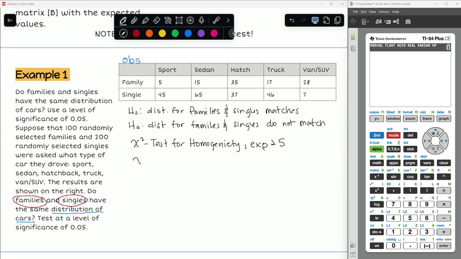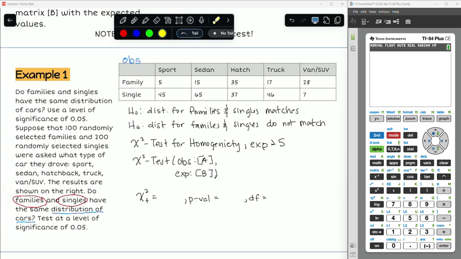I know for the calculator math, I'm going to run chi-squared test on my calculator. It's going to ask me for the matrix where I put my observed. It's going to ask where I want to put my expected. And then it's going to spit out three things. It's going to give me my test statistic, my p-value, and it's going to confirm my degrees of freedom. And I'm going to check here.